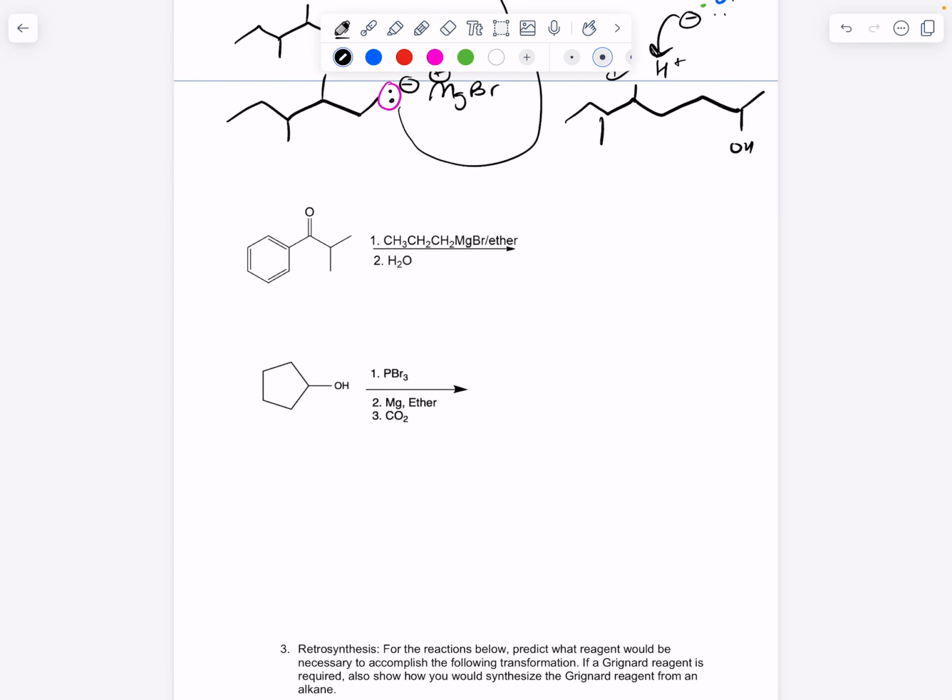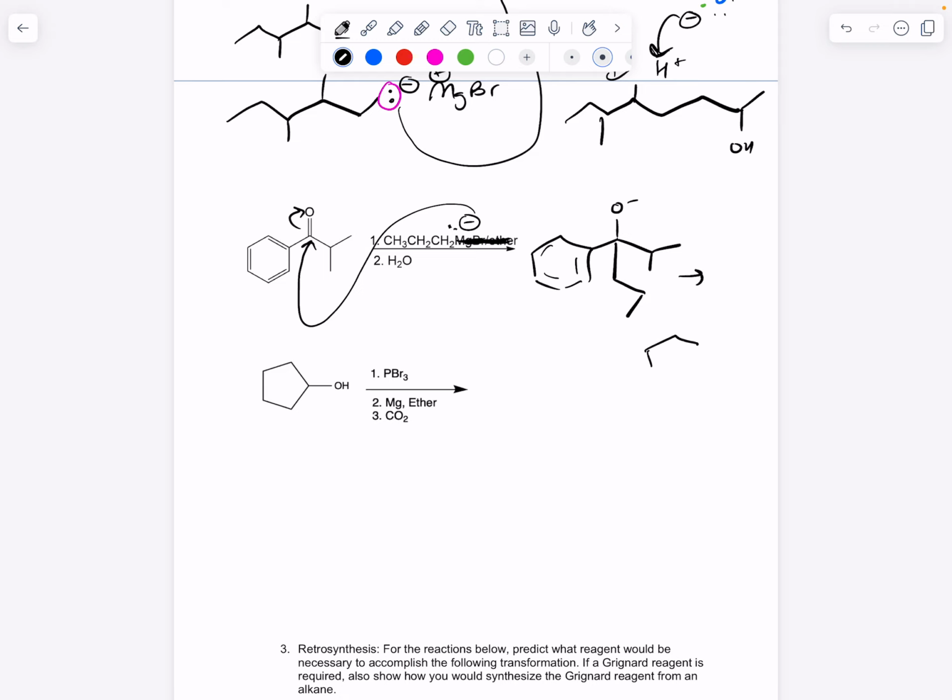Next one, CH3, CH2. So this one already has the Grignard reagent. We don't have to make it. So we can just scratch that out and know that it acts like a carbon ion here. This will attack and kick up, and we get a benzene ring with O minus. And CH2, CH2, CH3, CH2, CH2, CH3.